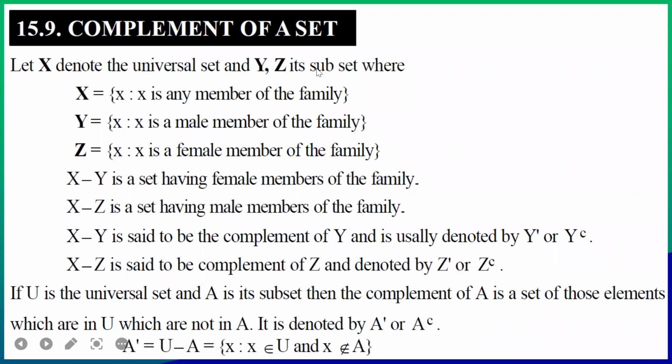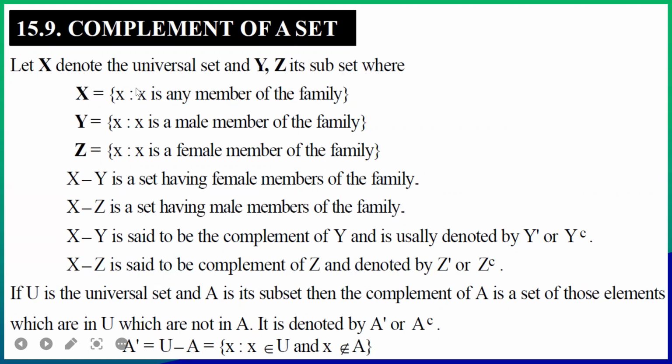Next, complement of a set. Let X denote the universal set, and Y and C its subsets, where set X is equal to {x such that x is any member of the family}. Y is equal to {x such that x is a male member of the family}. So this is the whole family, set X. Set Y, only the male members. Set C, the female members. So we can say that Y and C are subsets of X.